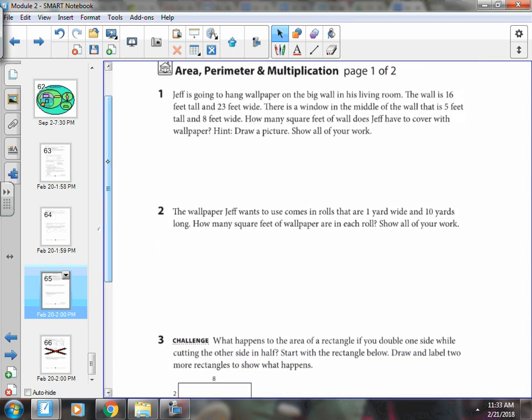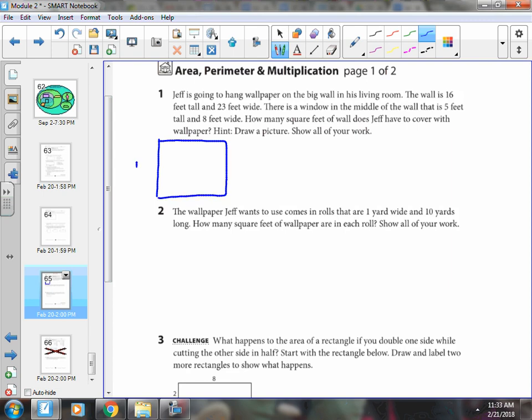Number 1, Jeff is going to hang wallpaper on the wall in his living room. The wall is 16 feet tall and 23 feet wide. So when we find the area of this wall, we're going to do 16 times 23. However, there's a window in the middle of the wall that's 5 by 8. And obviously we're not going to put wallpaper on that part. So it says, how many square feet of wall does Jeff have to cover with wallpaper?